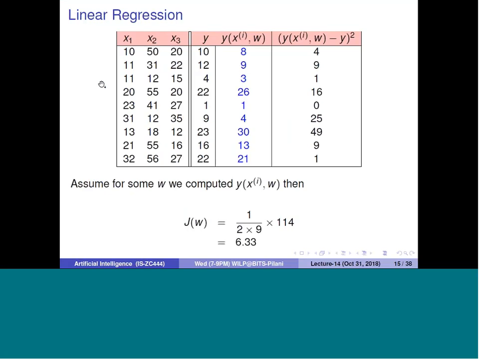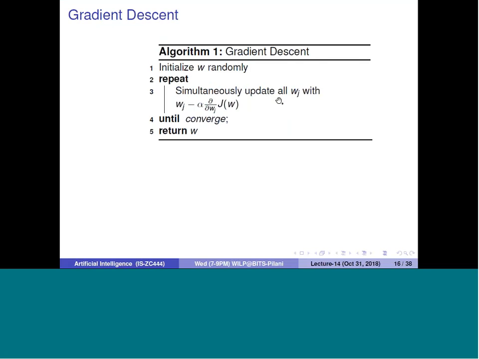into the gradient. The same example once again, 10, 8, you see what is the square of the error, then you find out the summation, the summation comes out to be 114, the summation is 1/4, you divide by 2/9, the JW comes out to be this value. Alright, so this is the formulation. Now I'm going to give you the answer that how to find out the value of W.